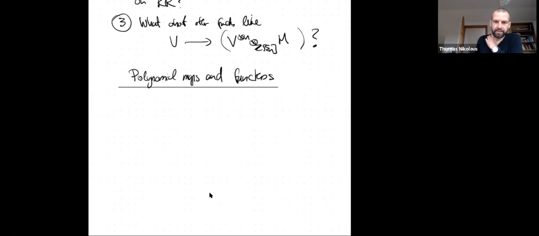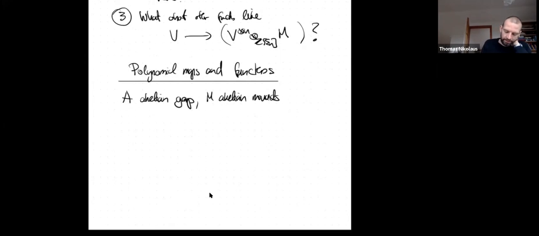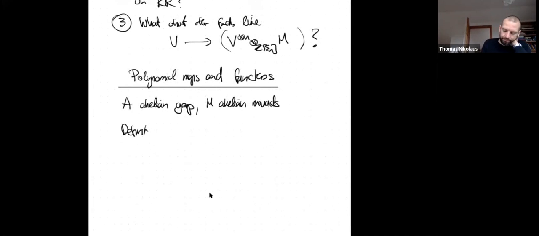And so let's take a step back and talk about what polynomial maps are. So the setup I want to go into is A is an abelian group, and M is an abelian monoid. I mean, if you want, just think of M also as being an abelian group, but it will come convenient to allow this generality. And what I want to define is what polynomial maps are. So I want to define when a map f from M to A is polynomial.